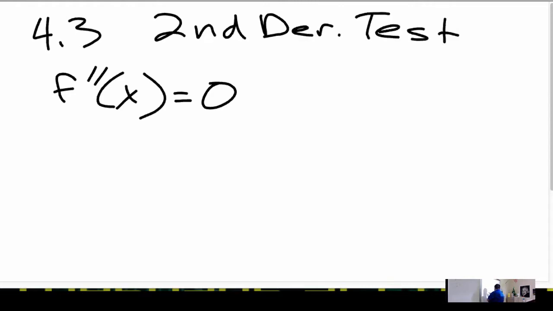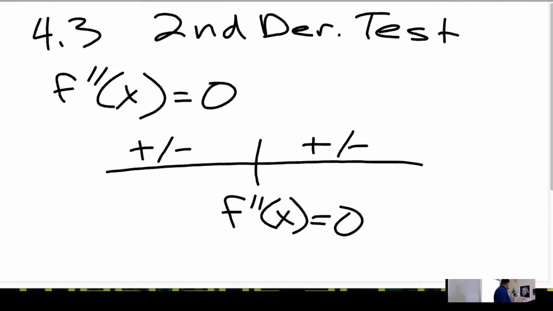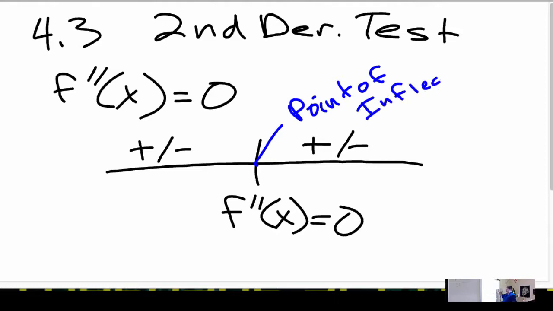And we would do the same thing. Wherever f double prime of x equals 0, we look to an x value a little bit below and determine if it's positive or negative. And we do the same thing over here, determine if it's positive or negative. Instead of calling this a min or max, we call this point right here a point of inflection. And we'll talk about that.